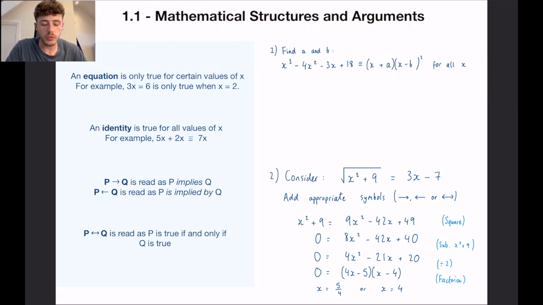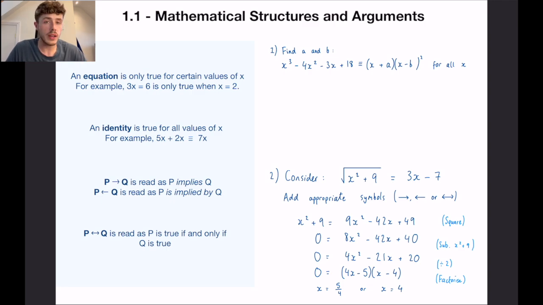An equation is only true for certain values of x. For example, 3x equals 6 is only true for x equals 2. And you could think of many other equations that also have this property. Only a certain set of values will make the equation hold true. An identity, on the other hand, is true for all values of x. For example, 5x plus 2x is always going to equal 7x, no matter what that x value is.